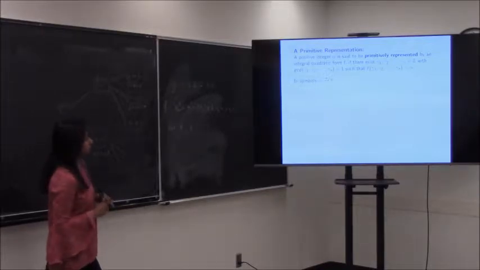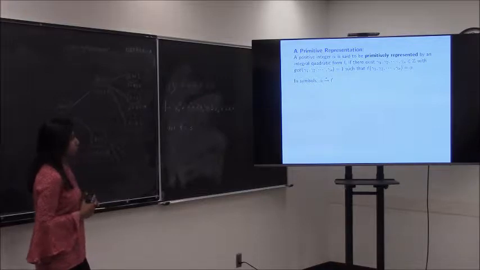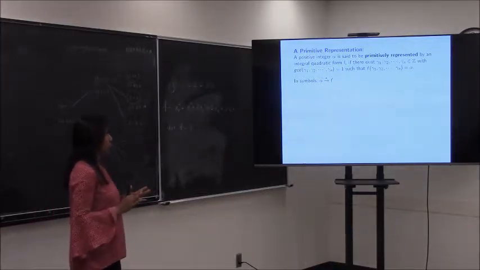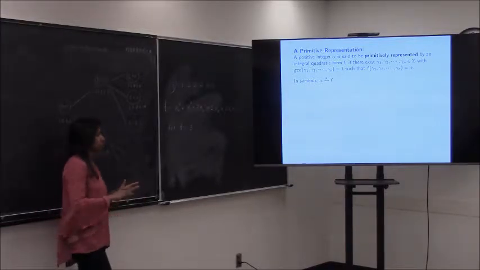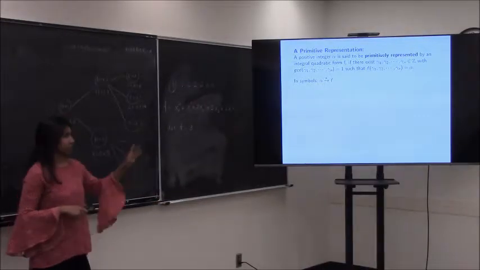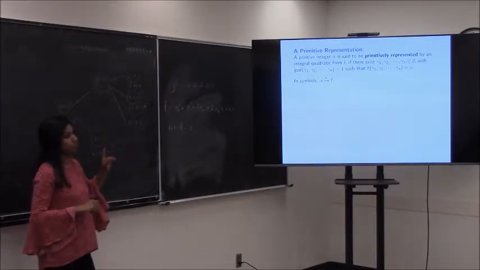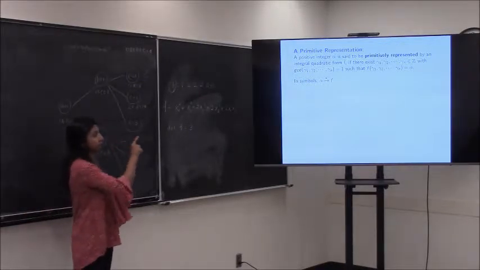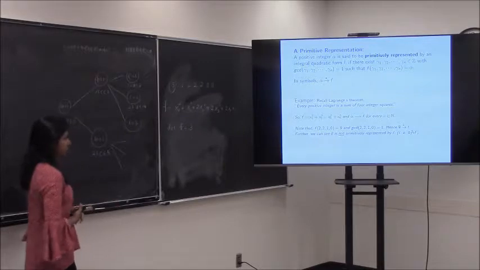A positive integer alpha is said to be primitively represented by an integral quadratic form f if there exist integers gamma 1 to gamma n with GCD of these numbers equal to 1, such that f of gamma 1 to gamma n equals alpha. So you can see this is similar to the definition of representation with one additional condition. Now we have to have the GCD of these numbers to be 1. I will give you an example to understand the concept.